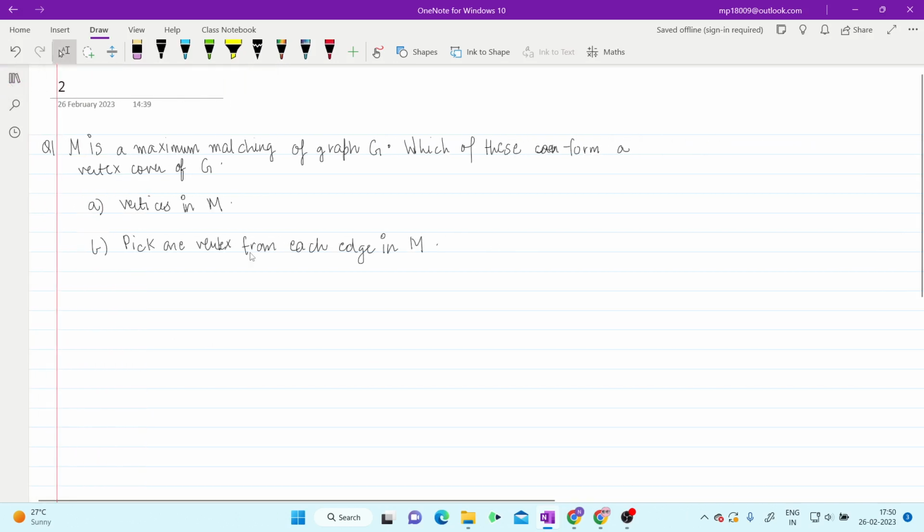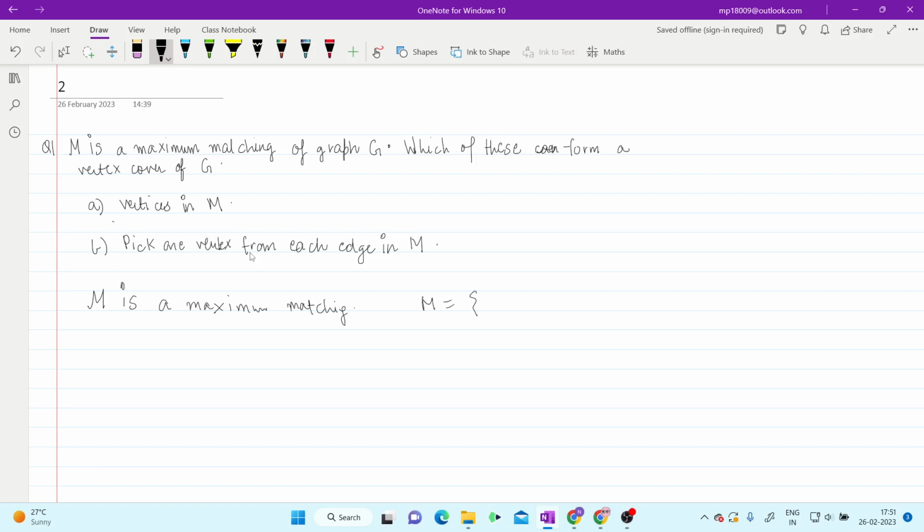Okay, so now the second question is that suppose M is a maximum matching of graph G. Which of these form a vertex cover of G? So both of them can form a vertex cover. So first part is this. You are given that M is a maximum matching.